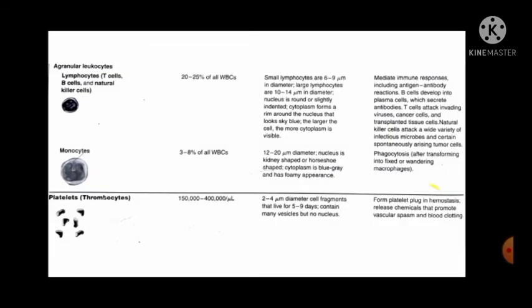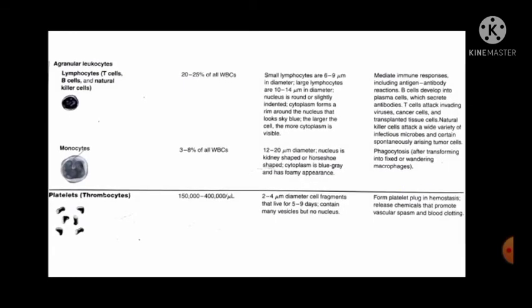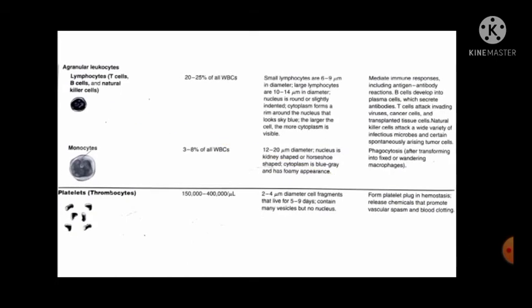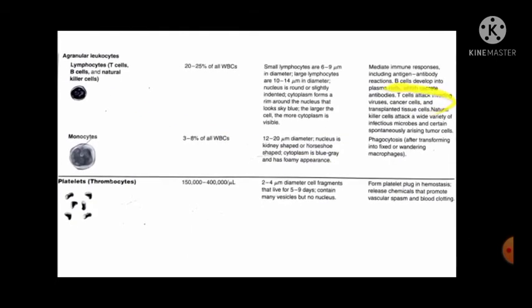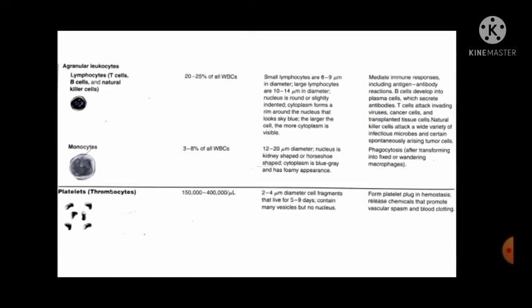In larger cells, more cytoplasm is visible. They mediate immune responses, including antigen-antibody reactions. B cells develop into plasma cells which secrete antibodies, and T cells attack invading viruses, cancer cells and transplant tissue cells. Natural killer cells attack a wide variety of infectious microbes and certain spontaneously arising tumor cells. Tumor cells are related to cancer. Natural killer cells destroy cancerous cells. That's why natural killer cells are very important.